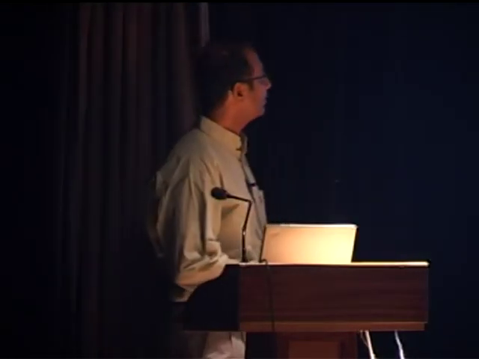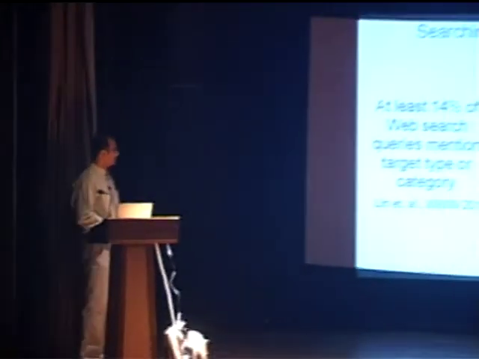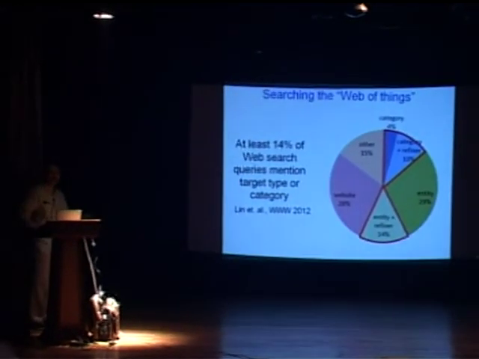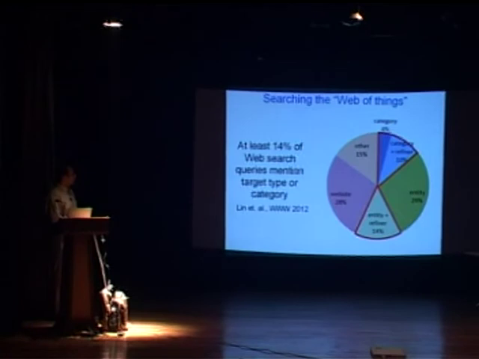So now let's talk about search, which is perhaps the biggest application of doing all this. In 2012, at the Web Conference, Microsoft did a study where they showed that at least 14% of web queries refer to a category or a type, possibly with a definer. Another 14% mention entities with a definer. And 29% mention an entity on its own. These are often navigational queries.